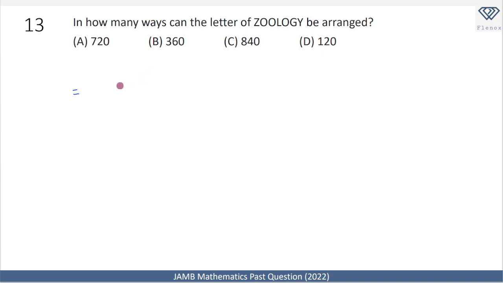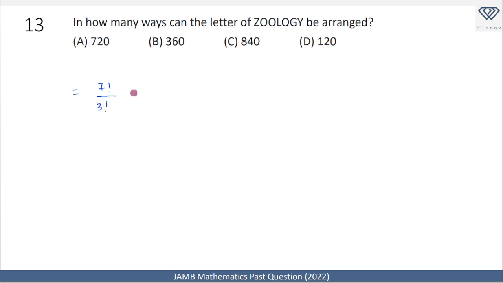So this is going to be 7 factorial. But we're not just going to find 7 factorial. And why is that? Because we have some repeating letters. For example, we have the letter O, and O appears here thrice, and you cannot distinguish between them in the arrangement. So we have to divide by the repeating letter. In this case, the letter O is repeated 3 times, so we divide by 3 factorial.